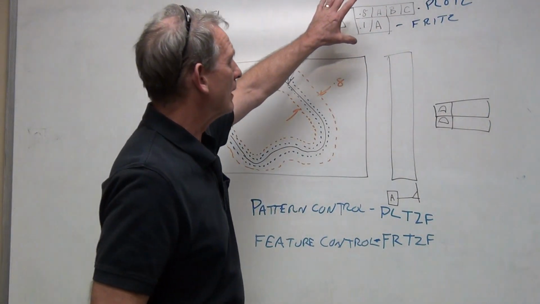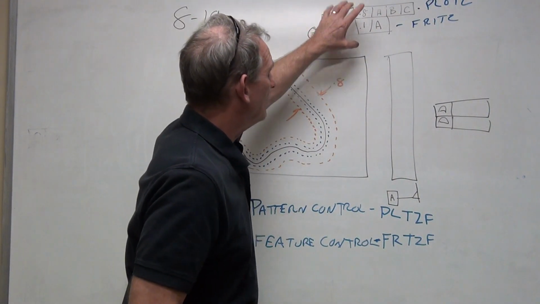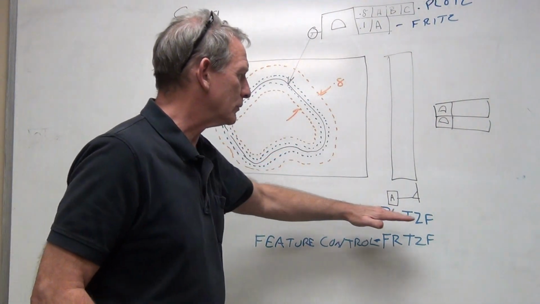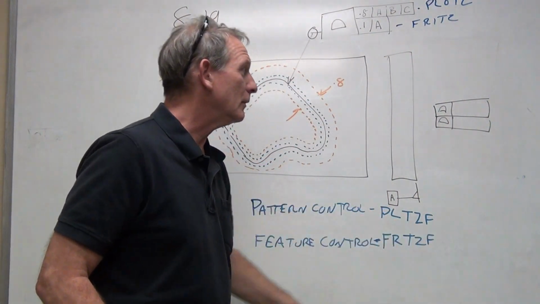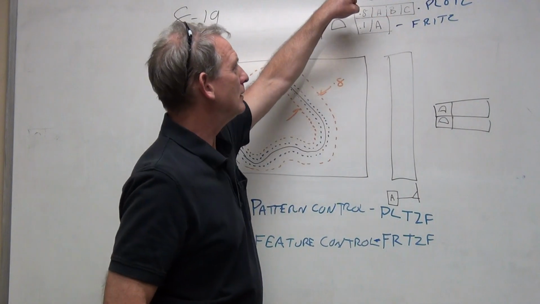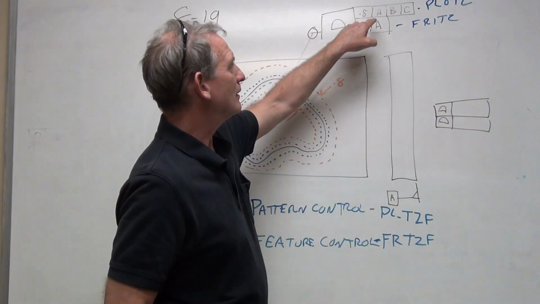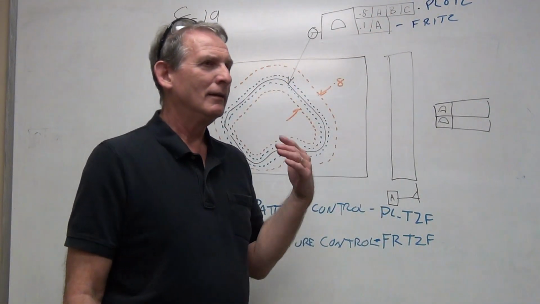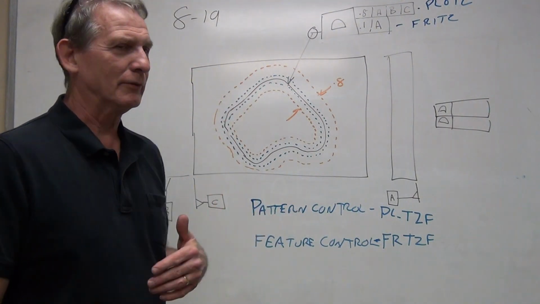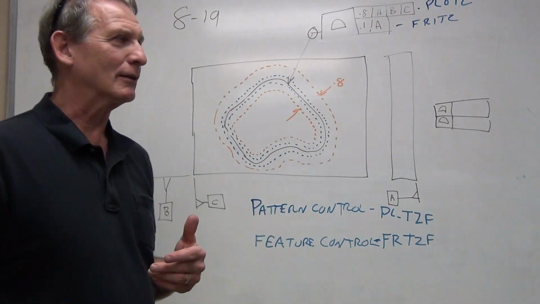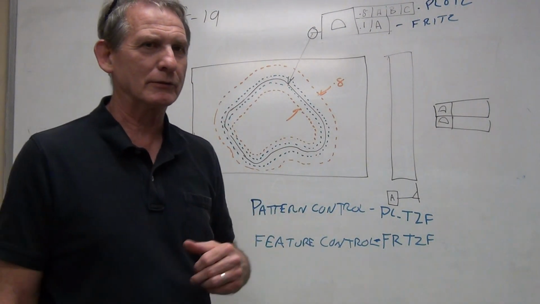I just want you to recognize the composite control, and I want you to recognize these two terms and which one is which. This one is the PLTZF, this one is the FRTZF. So the PLTZF and FRTZF, if you think of it in that sense, it's going to be PLTZF first, FRTZF on the bottom.